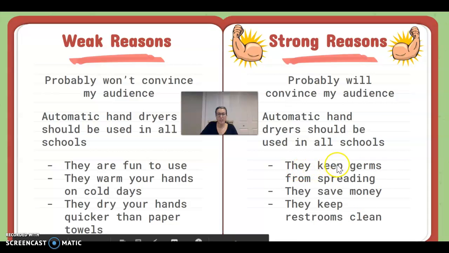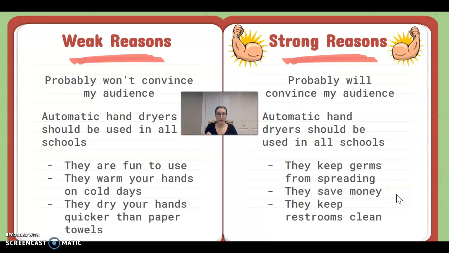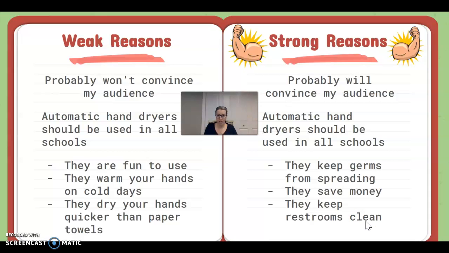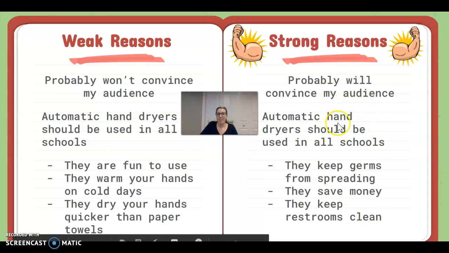But you can prove that they keep germs from spreading. You can prove that they save money, because you can research the price of automatic hand dryers and you can research the price of paper towels and find the difference. They do keep restrooms clean, and this is important to people because nobody likes to walk into a bathroom and see dirty paper towels all over the floor. Hopefully you don't like that. So these strong reasons probably will convince your audience.